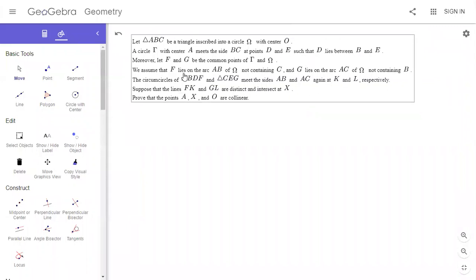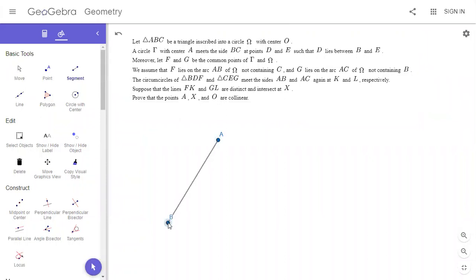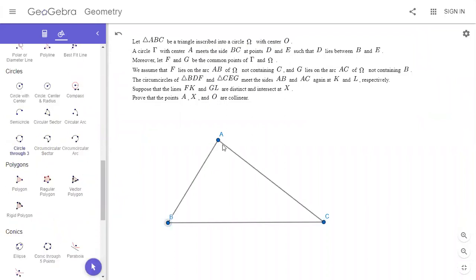So it looks long, but it's actually probably a little bit shorter than the paragraph looks. So we have a triangle ABC with center O.